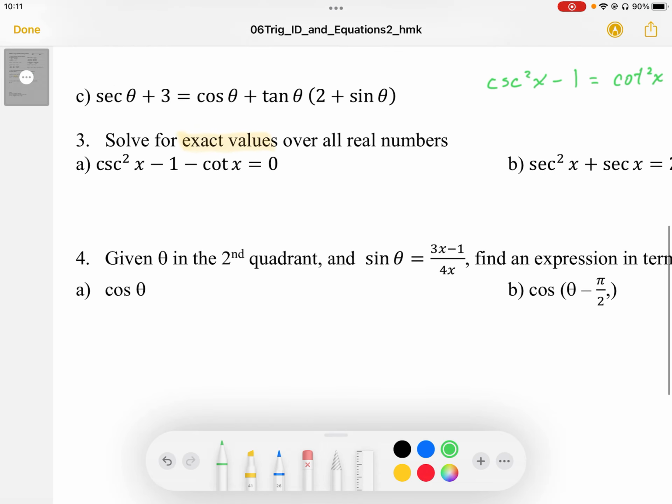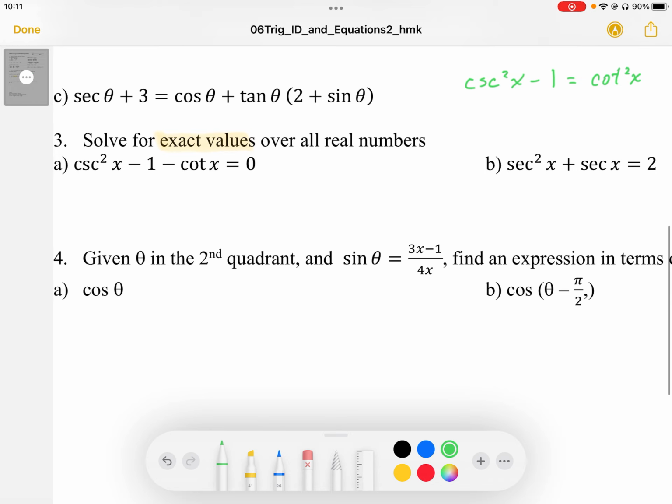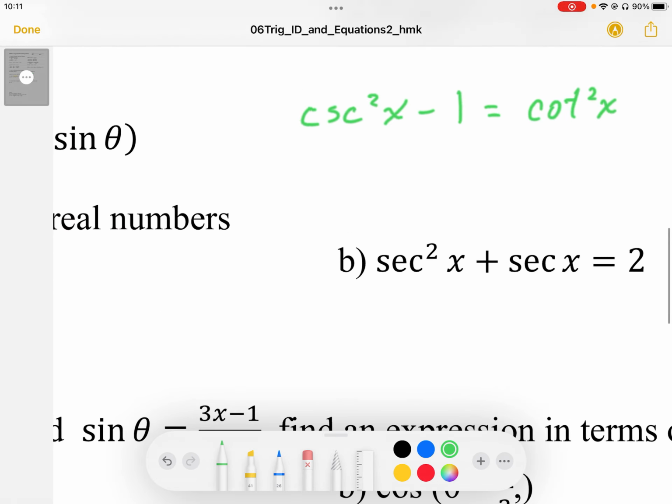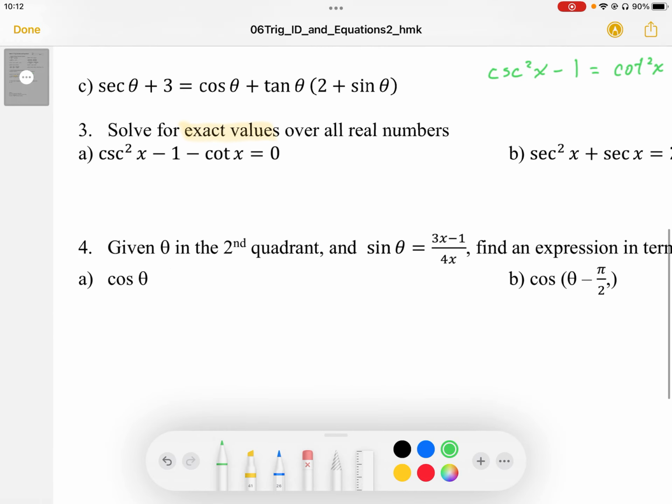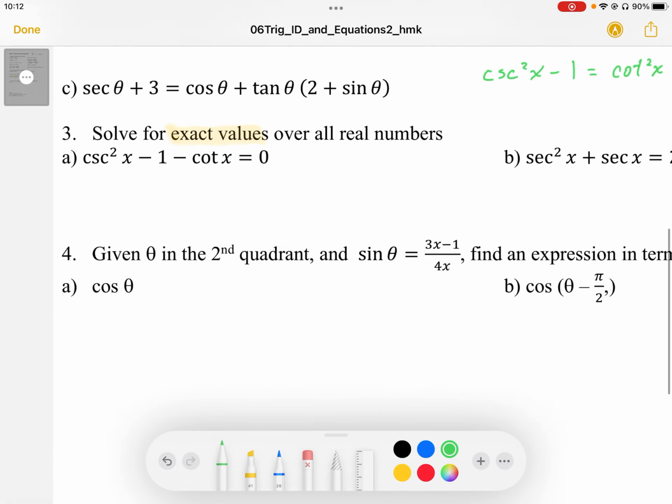So in this problem here, there is an identity of cosecant squared minus 1. And cosecant squared minus 1 is equal to cotan squared x. And what that's going to do is it's going to allow us to express this equation in terms of one trig function of cotan. So I'm going to replace this with cotan squared x. And so we end up with cotan squared x minus cotan x, and that's equal to 0.